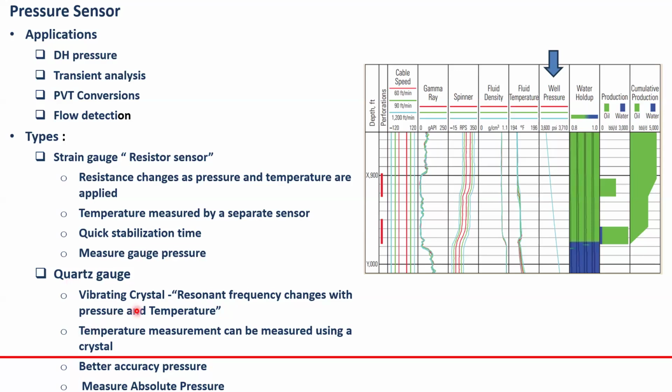Quartz is a vibrating crystal. Resonant frequency changes with pressure and temperature. Temperature can be measured using the crystal, with better accuracy, measures absolute pressure, and is quicker in stabilization.